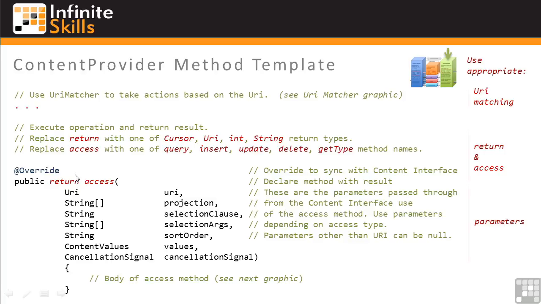To do this, you'd make a couple of substitutions. First, changing return to the type of variable needed. So for an insert method, it would be URI. Second, you would change the access type to the type of access, for example, insert. So here it would be URI insert. Then in the parameters, you'd include the appropriate parameters for the method. So for our insert method, it would be this URI and content values. Next comes the body of the access method, which is detailed in the next graphic.